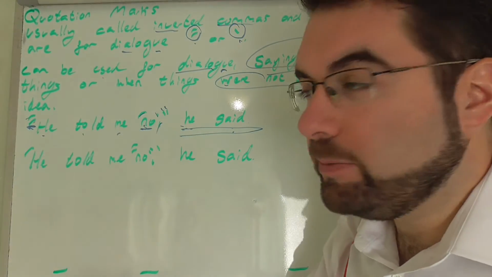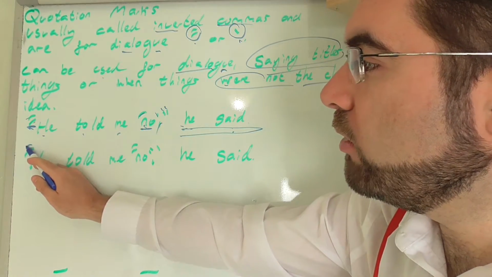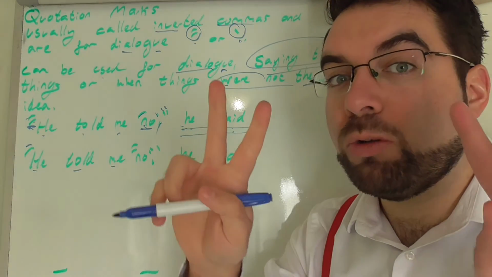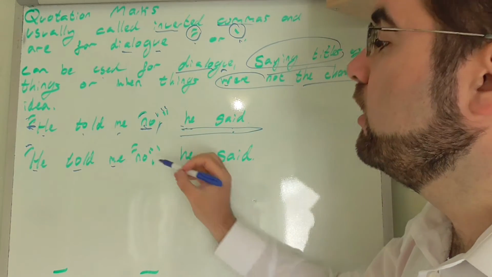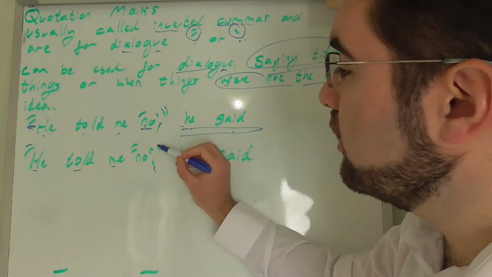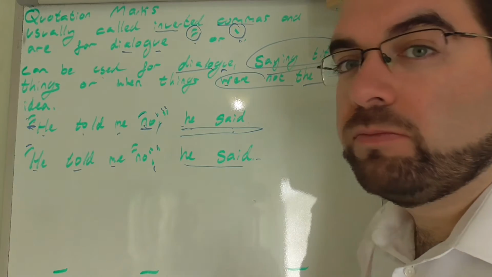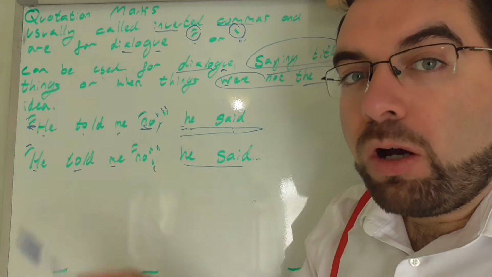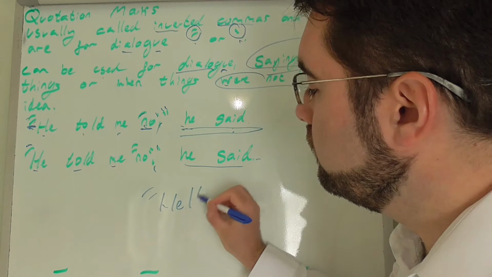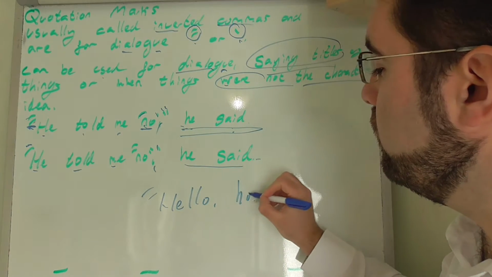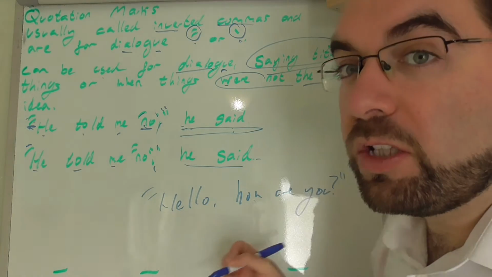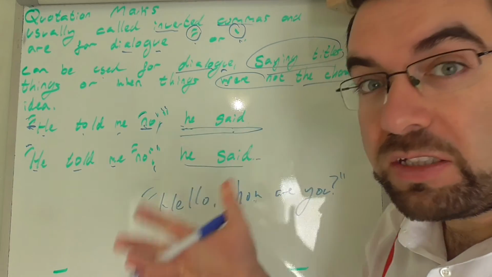But then we can do the opposite. A single quotation mark, he told me, two quotation marks, no, comma, to show it's the end of the dialogue, and a single quotation mark, he said. So the quotation marks can be used for dialogue. It could simply be hello. Hello, how are you? How are you? End quotation, dialogue.